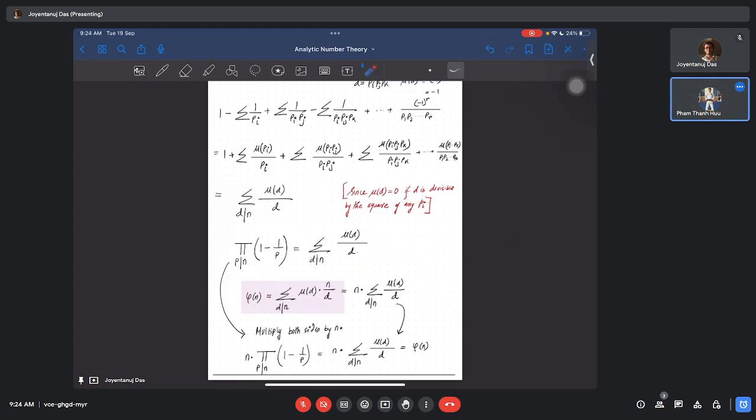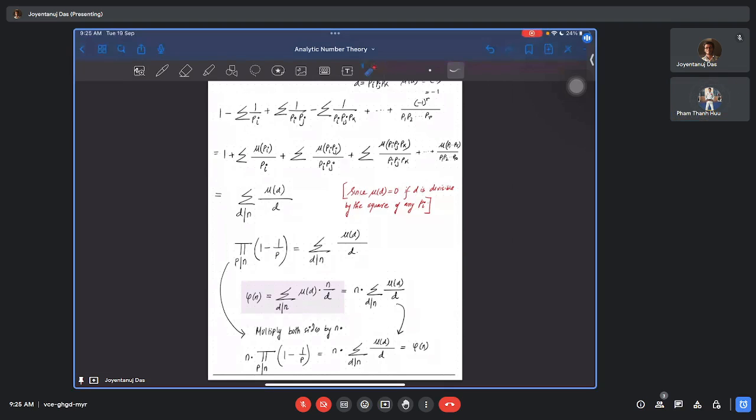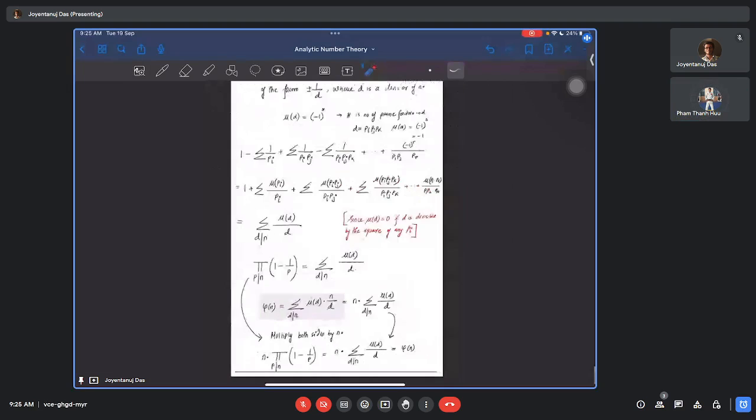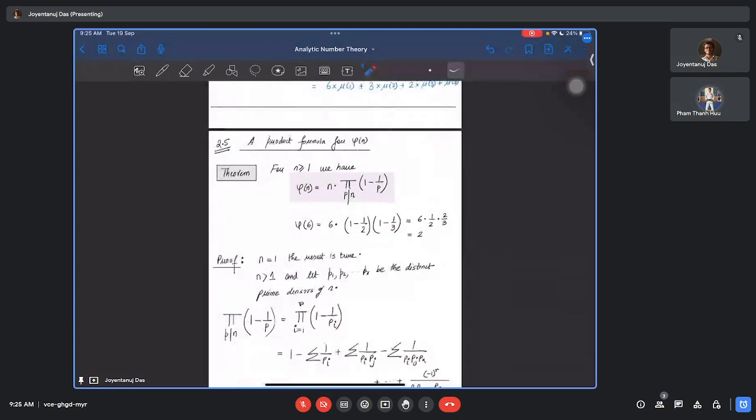Okay. So I think this was our theorem. This is the product formula for phi of n in terms of distinct prime factors. So today we'll stop here.